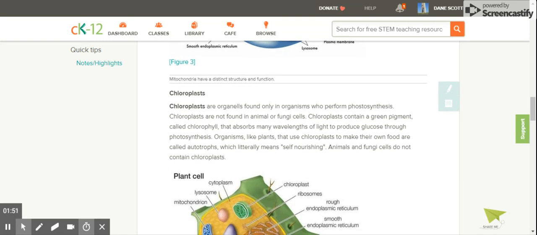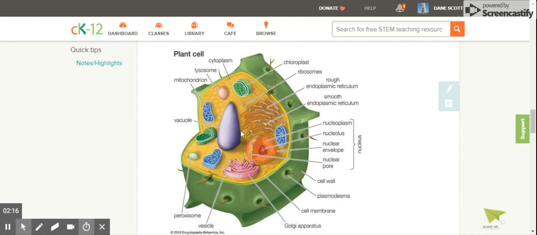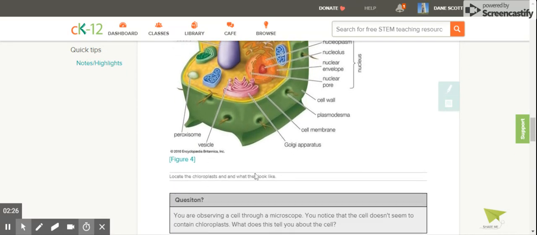Chloroplasts. Chloroplasts are organelles found only in organisms that perform photosynthesis. Chloroplasts are not found in animal or fungi cells. Chloroplasts contain a green pigment called chlorophyll that absorbs many wavelengths of light to produce glucose through photosynthesis. Organisms like plants that use chloroplasts to make their own food are called autotrophs, which literally means self-nourishing. Animal and fungi cells do not contain chloroplasts. Notice there's chloroplasts. I always think they look like green sacks with little green coins stacked on top of each other. That's a chloroplast, and that is a chloroplast.